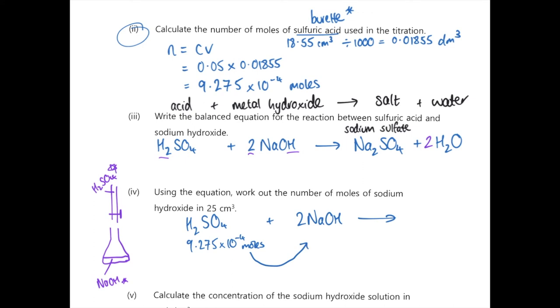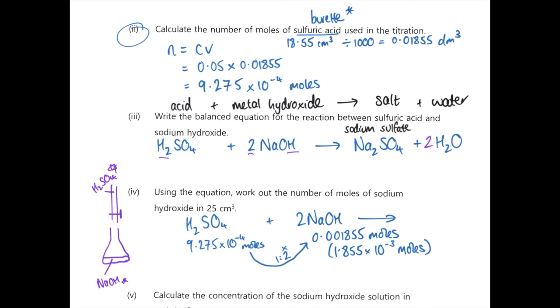Once converted to moles, we can transfer this to anywhere in the equation using our stoichiometric ratio, our balancing number ratio. The ratio is 1 to 2, which means I need to multiply the number of moles of sulfuric acid by 2 to get the number of moles of sodium hydroxide that would react with that number of moles of sulfuric acid. And so if you put 9.275 times 10 to the minus 4 moles into your calculator, that should get you 0.001855 moles. Or it may come out in your calculator as 1.855 times 10 to the minus 3 moles.